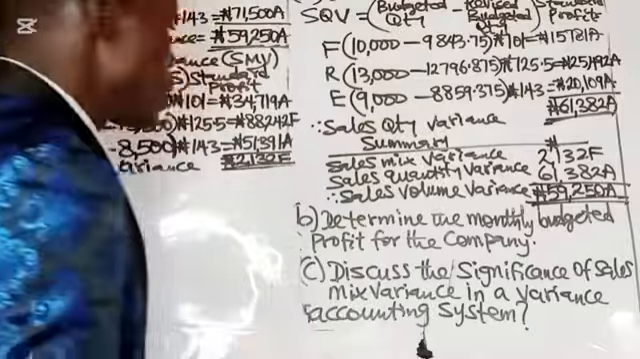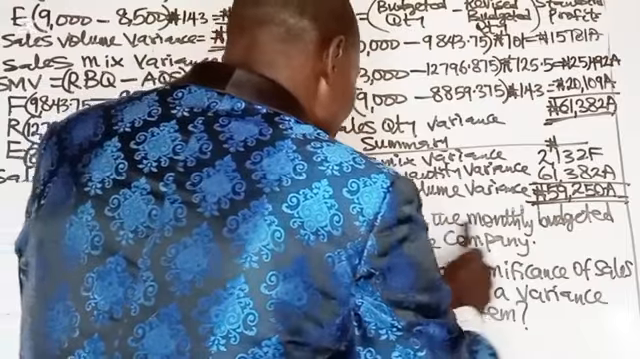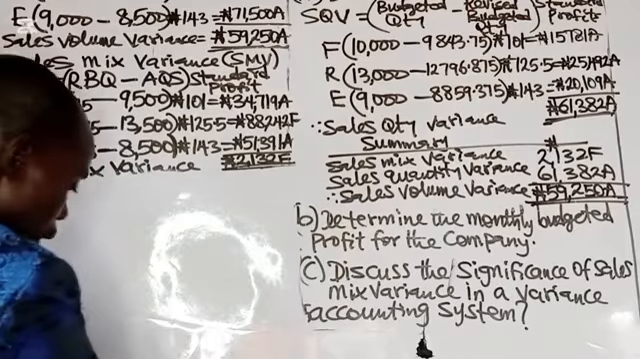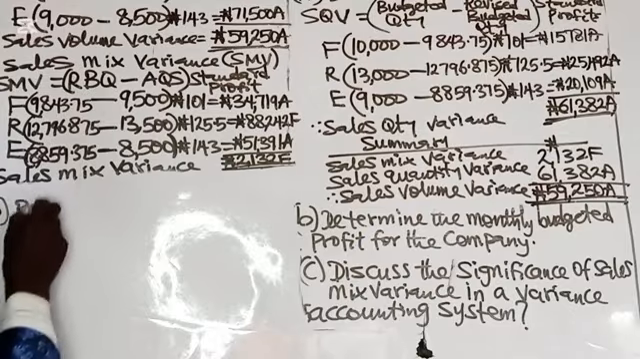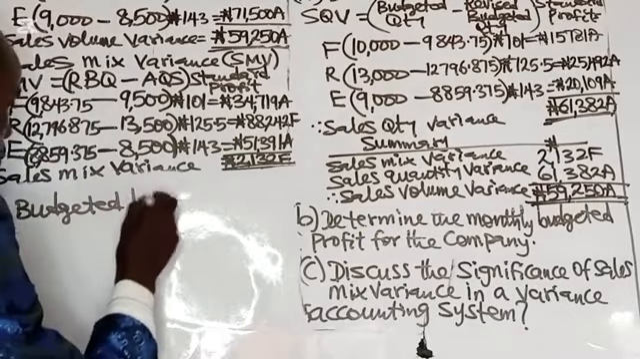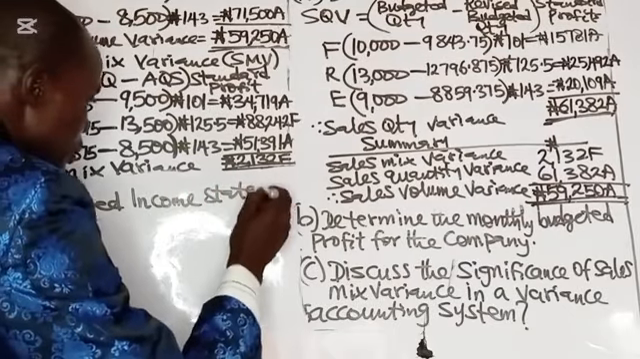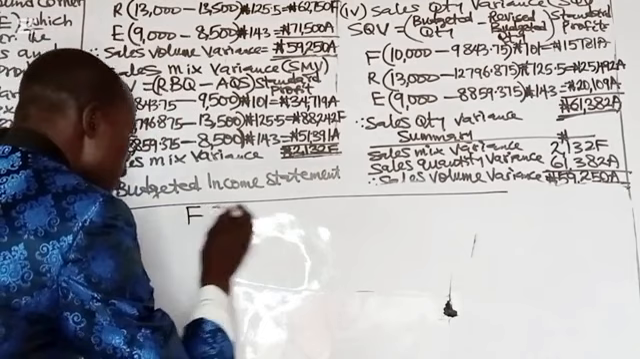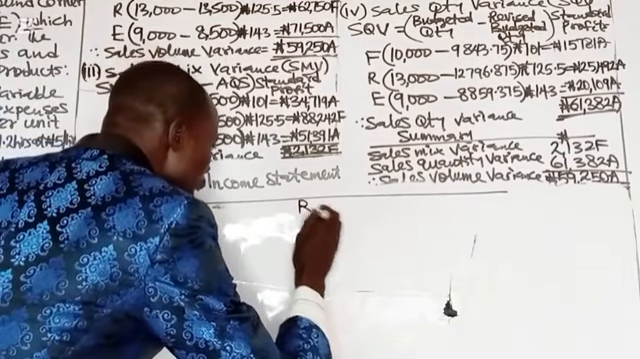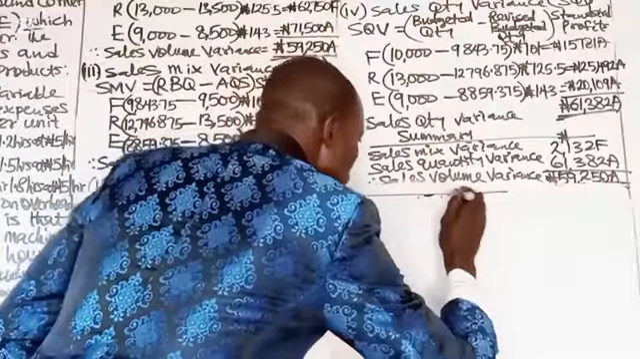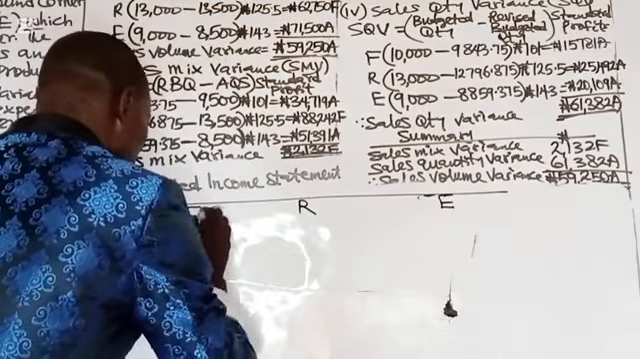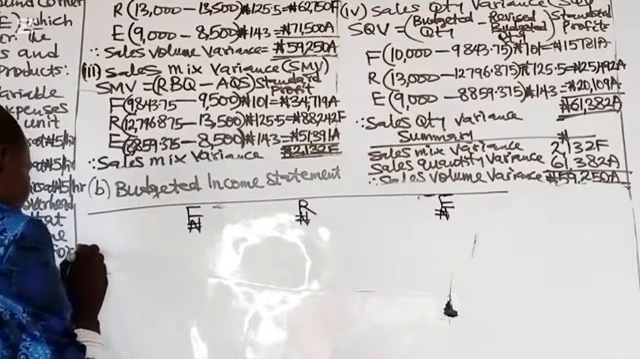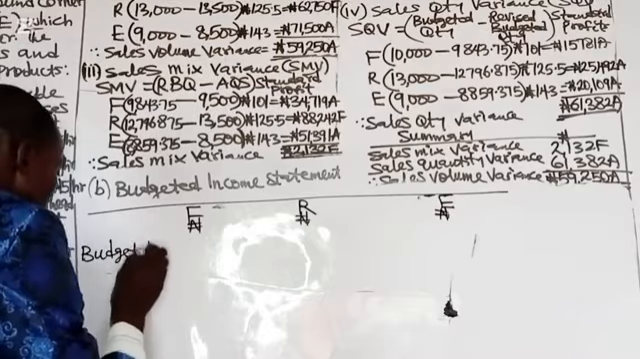In the B part of the question, you have to determine the monthly budgeted profit for the company. Now, let's have B, budgeted income statement. F, then you have R and E. You start with budgeted revenue.